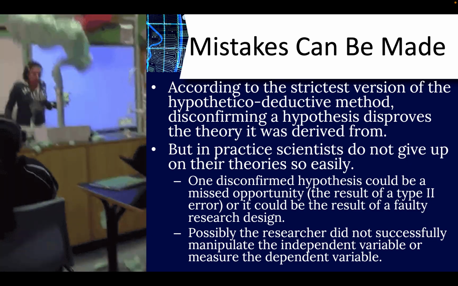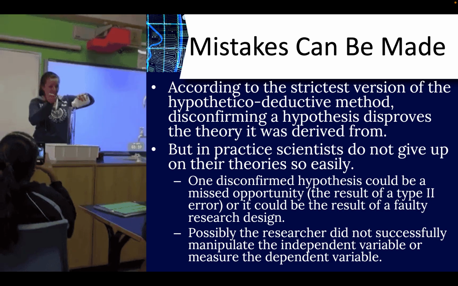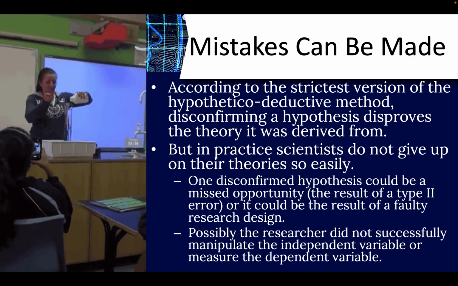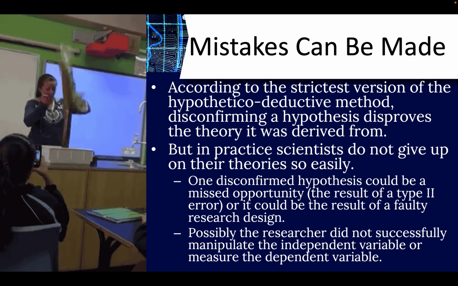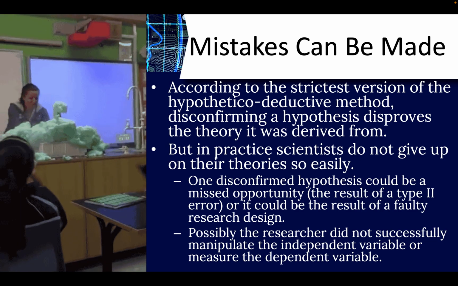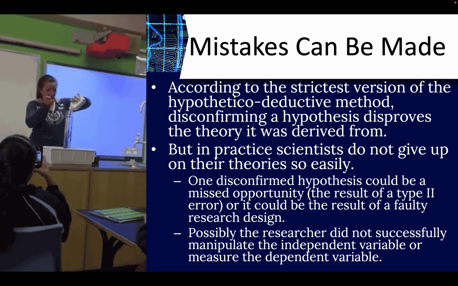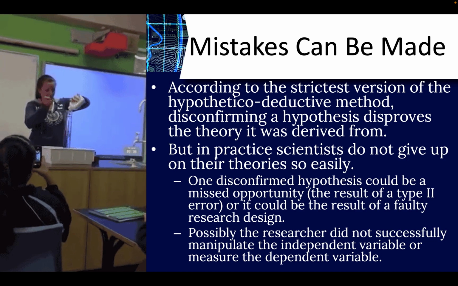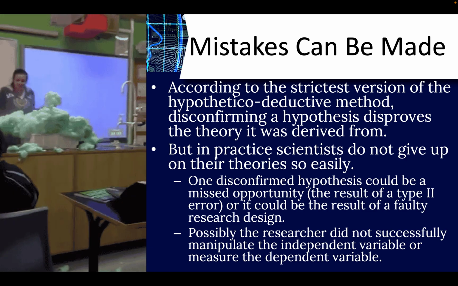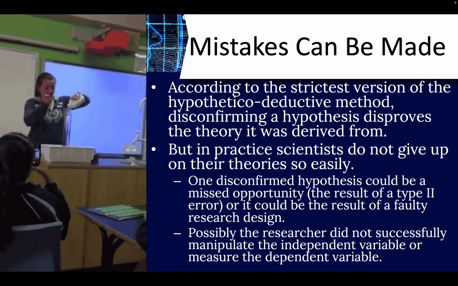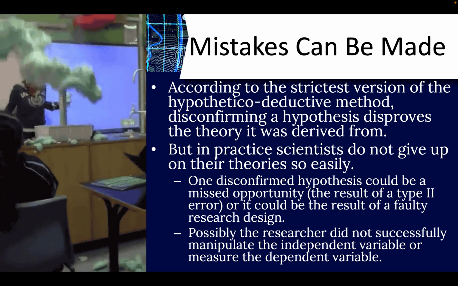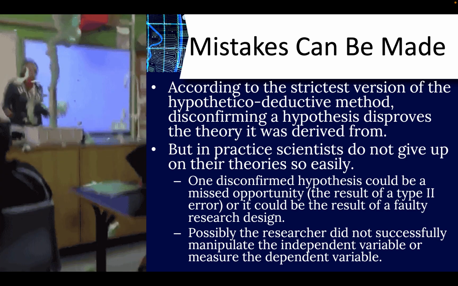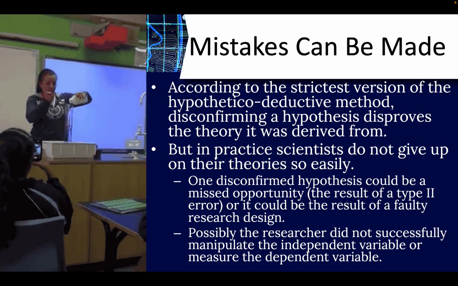According to the strictest version of the hypothetico-deductive method, disconfirming a hypothesis disproves the theory it was derived from. But in practice, scientists do not give up on their theories so easily. One disconfirmed hypothesis could be a missed opportunity, the result of a type 2 error, or it could be the result of a faulty research design. And usually that's the assumption. We made a mistake. It's a bad research design. Possibly the researcher did not successfully manipulate the independent variable or measure the dependent variable correctly.